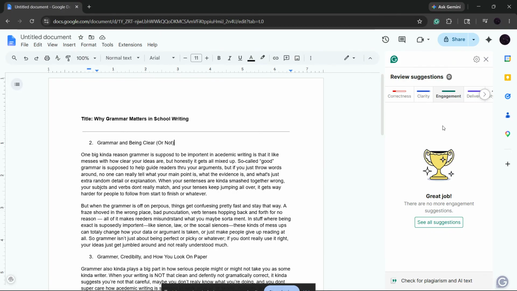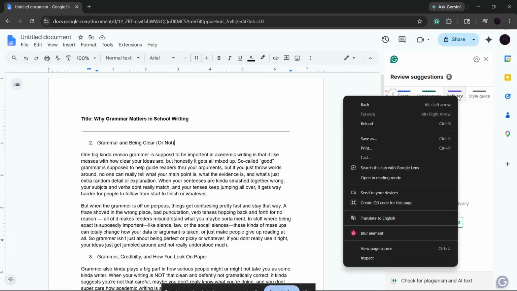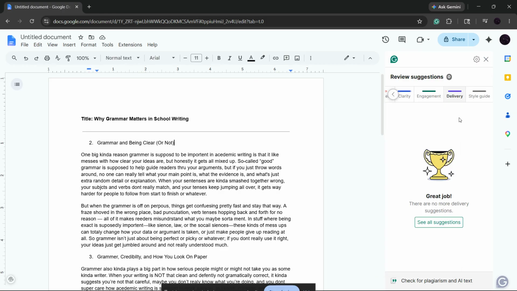After that, there is the purple underline. Purple means delivery. This category focuses on tone and audience fit. Grammarly uses purple suggestions when it thinks your message might sound too blunt, too casual, too formal, or not quite right for the person reading it. These suggestions help you make your writing sound more professional, more polite, or more persuasive, depending on your goal.